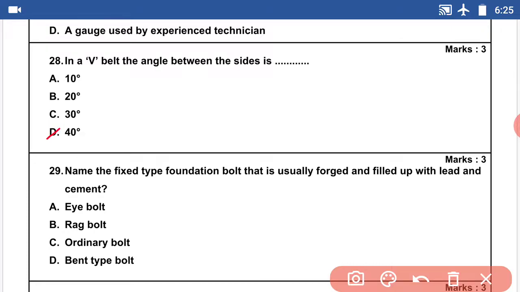Name the fixed type foundation mold that is usually forged and filled up with lead and cement. This question answer rack mold. Option B correct answer. Rack mold. Question number 30.